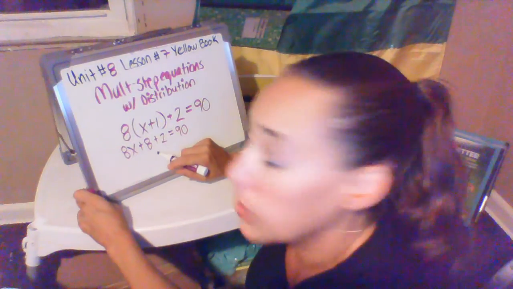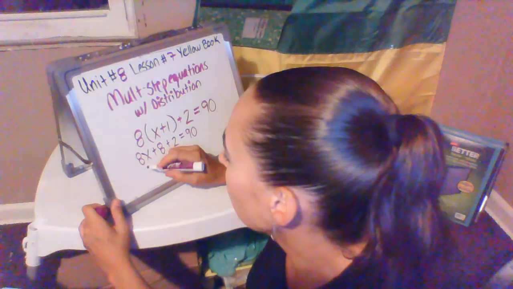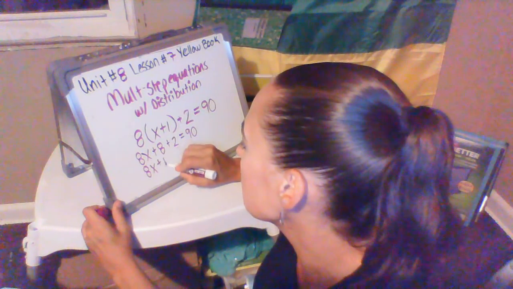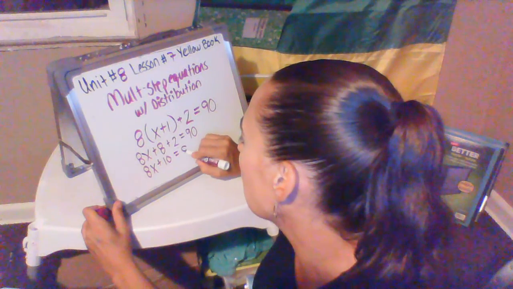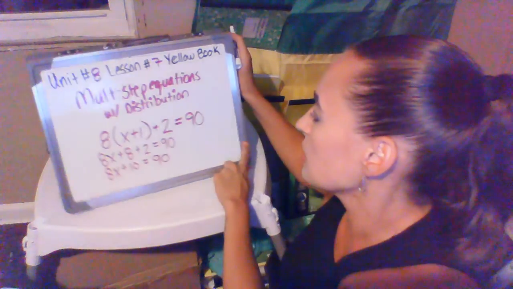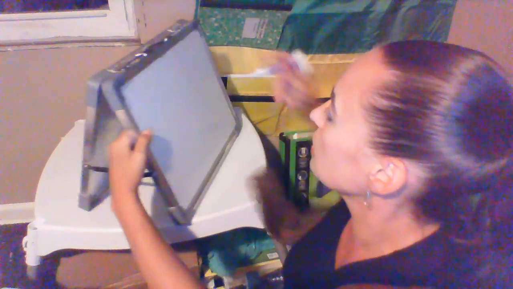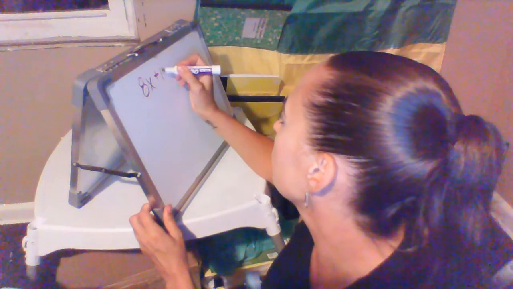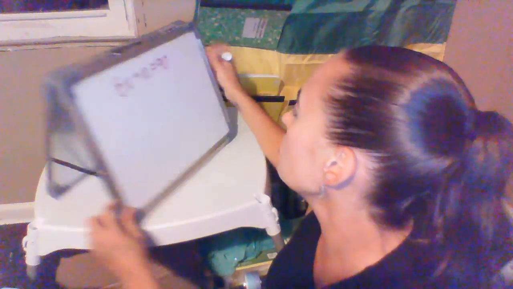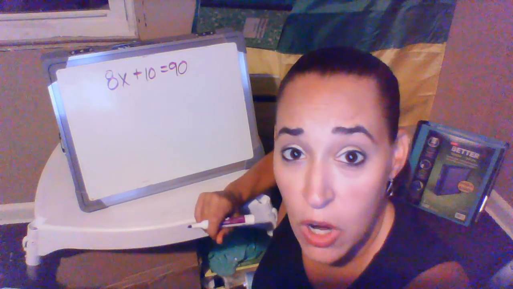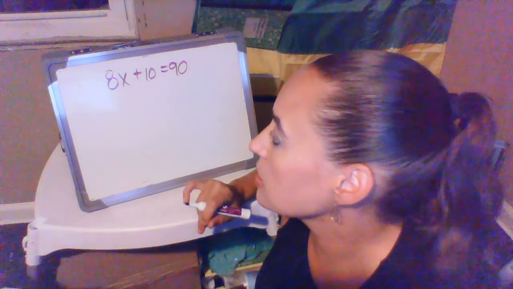So now we previously taught you how to combine your like terms. So now you should have 8x, 8 plus 2 is 10, plus 10 equals 90. Now, just because we're running out of room, I'm going to flip it and do it over here. 8x plus 10 equals 90. So now you should see we're finally down to that two-step equation part where you get rid of your constant and you isolate your variable.